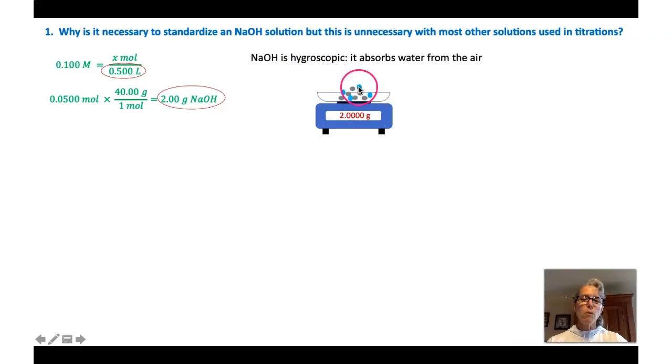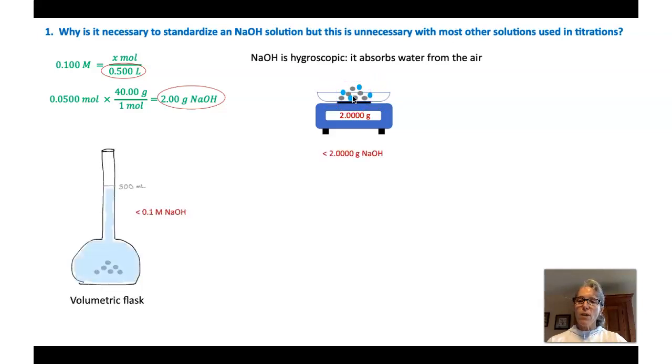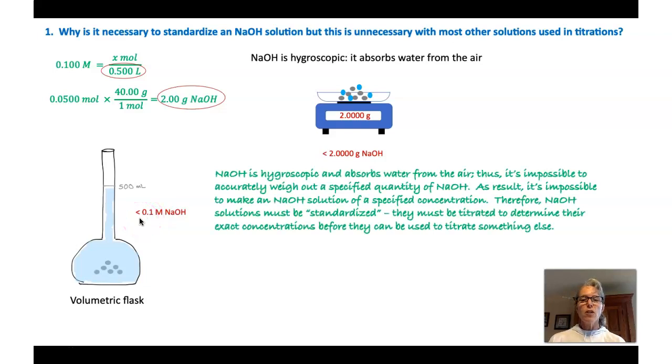These blue circles represent water vapor that's stuck to the sodium hydroxide. So when we go and we make our solution, we think that we're adding 2 grams to this flask, but in reality we're adding less than 2, which means that our solution concentration is less than 0.1 molar. So because sodium hydroxide is hygroscopic, it's impossible to accurately weigh out a specific quantity of sodium hydroxide, so it's impossible to make a solution of specified concentration.